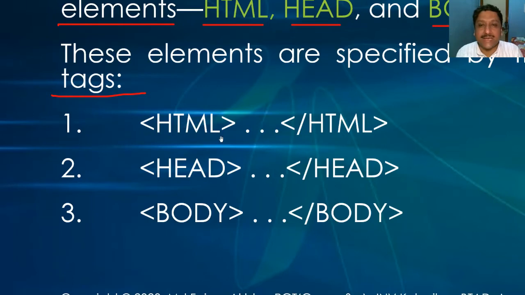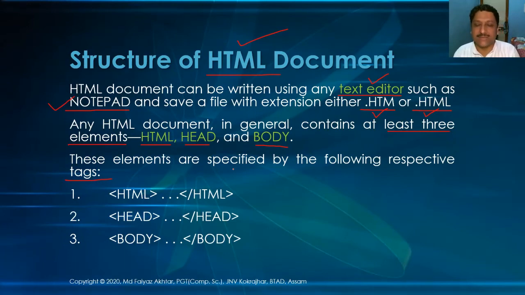So there are three tags: HTML tag, head tag. Head tag also has an opening and closing tag. Body tag also has an opening and closing tag. In the closing tag we have to use an angle bracket, and before writing the keyword HTML or head or body we have to use a forward slash. This makes it a closing tag. And in the opening tag there is nothing, just within angle brackets we put the tag HTML, head or body. Through this we can create an HTML document.